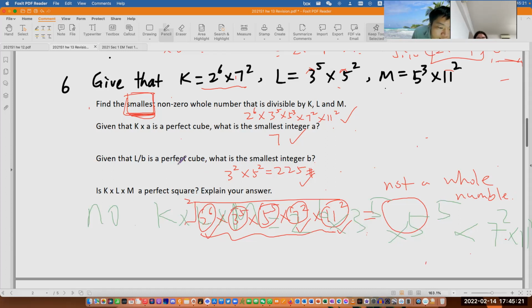So basically, the meaning of a perfect cube or perfect square is this: you cube root, and in this case you end up with a whole number. Over here, you square root, you end up with a whole number. So that means this can be cube rooted or square rooted. If it's not a whole number, that means it cannot be. Okay, are you clear before we proceed?